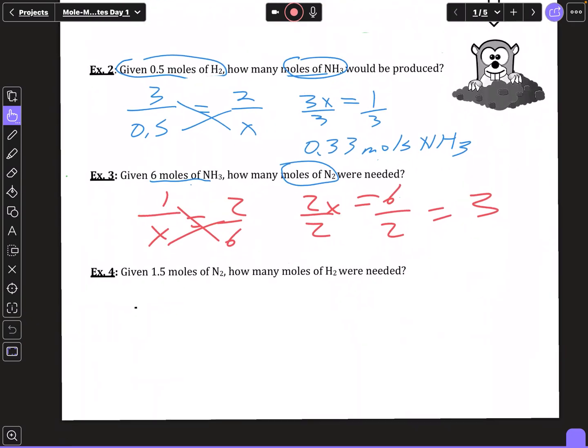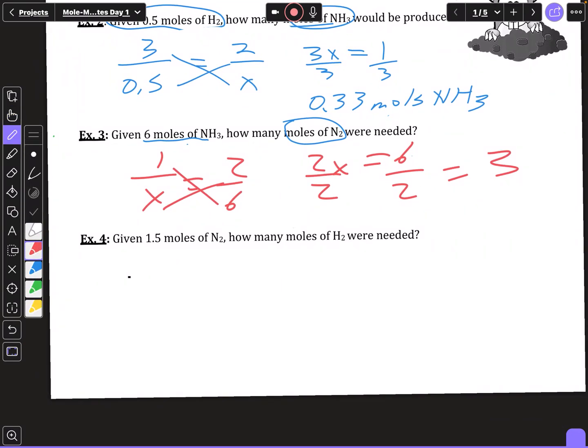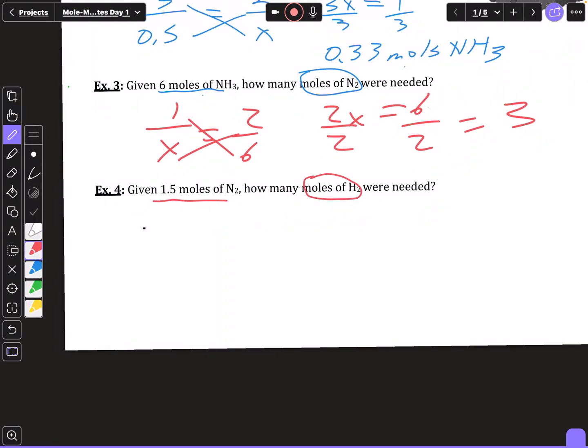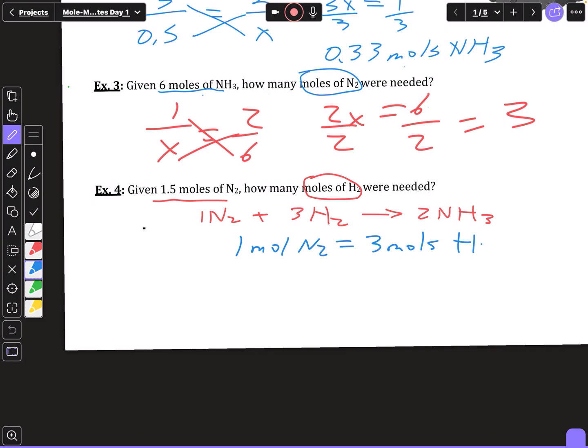Now, looking at this last one, I'm given 1.5 moles of N2. How many moles of H2 were needed? Alright, so my balanced equation tells me that 1 N2 plus 3 H2 produces 2 moles of NH3. So this time I'm relating moles of N2 to moles of H2. So my balanced equation tells me that 1 mole of N2 is equal to 3 moles of H2.